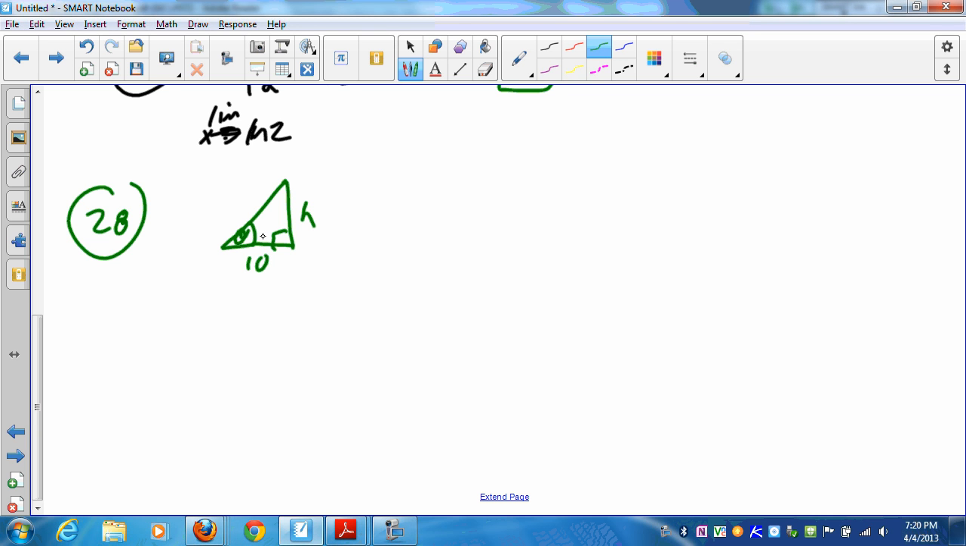And the question's saying, if theta is increasing at a rate of 15 over 26 radians, so d theta dt is equal to 15 over 26 radians per minute. Alright, and they want to know what rate is the area of the triangle increasing in square units per minute when the height is 24. So they're asking us dA dt at a height of 24.